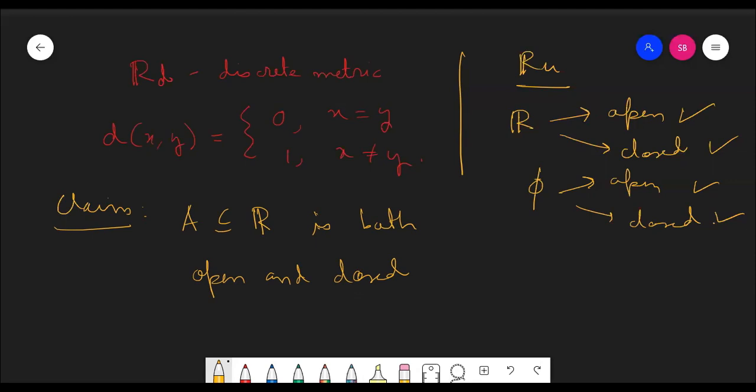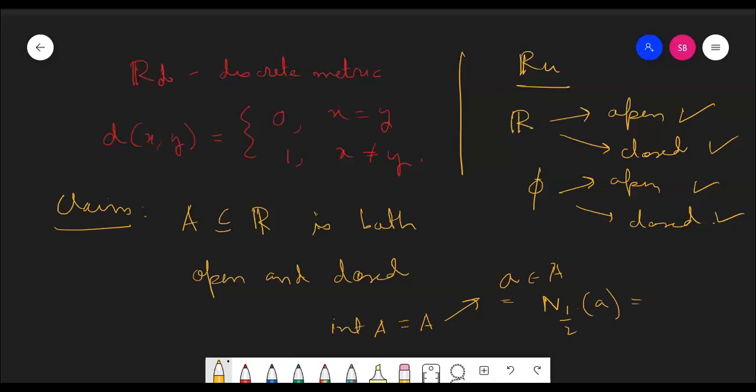Fine. So let's first think about interior points of A. To be an interior point of A, there should exist some neighborhood around that point which is completely contained in capital A. So I claim that the interior of A is equal to A. For that we have to take any small a in A and show that this a is an interior point of A. Now take the neighborhood of radius half around a.